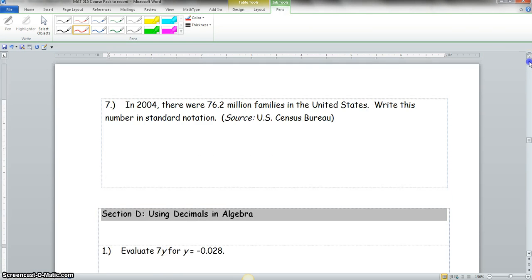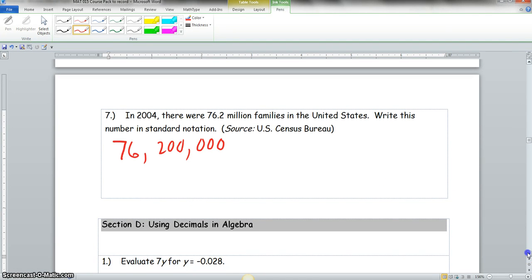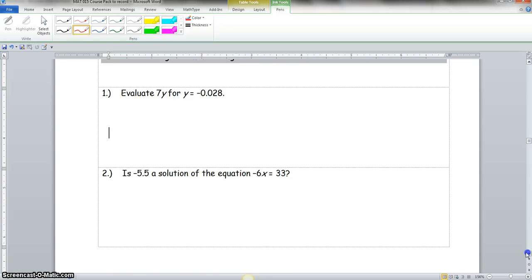Now class, we needed to scroll down to number 7. It says in 2004 there were 76.2 million families in the United States. Write this number in standard notation. Standard notation is the regular way we write numbers. 76.2 million is 76,200,000. Now I know you all heard when it said that a person has 2.5 million, that's 2,500,000.